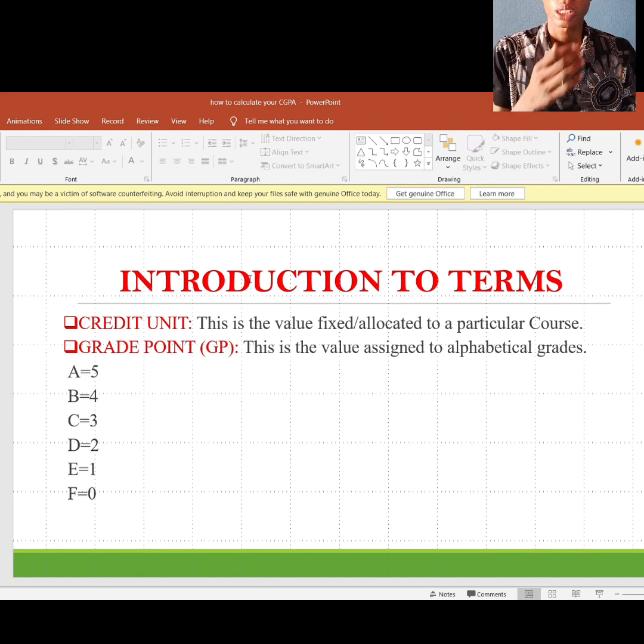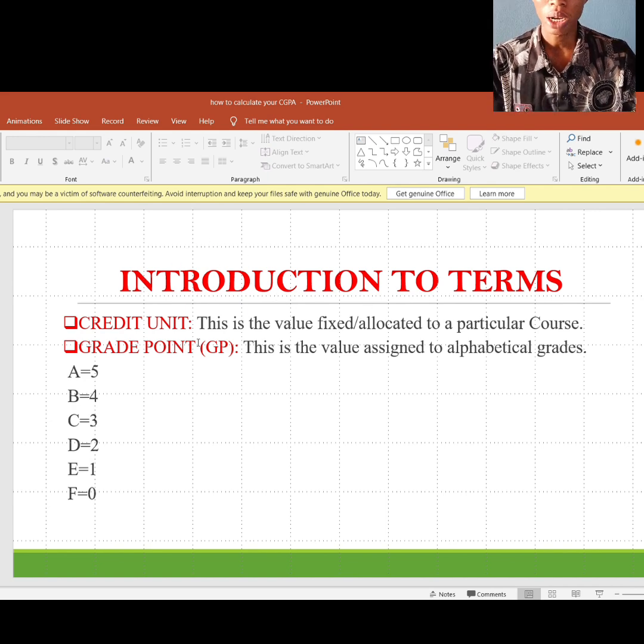All right. So, introduction to terms. First, what you need to notice is the credit unit.